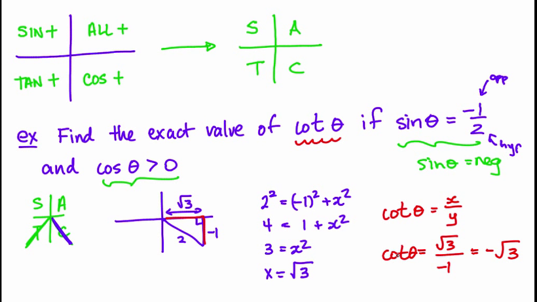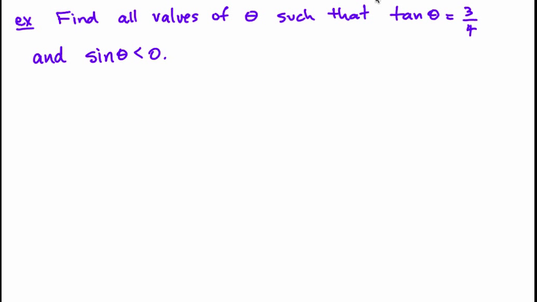Let's take a look at another example. We want to try to find all the angles of theta such that tan theta is 3/4 and sine theta is less than 0. So again, you'll start to see how important this ASTC is.